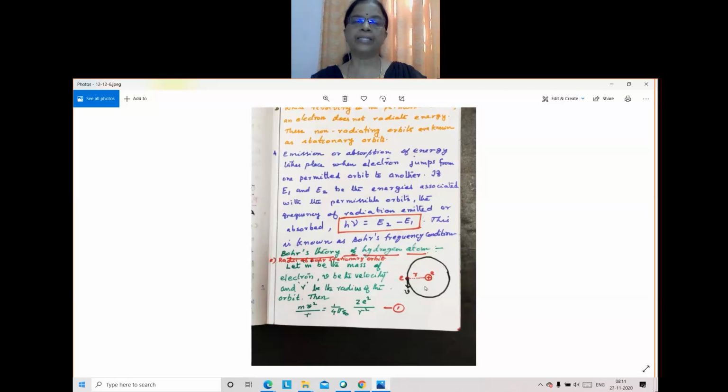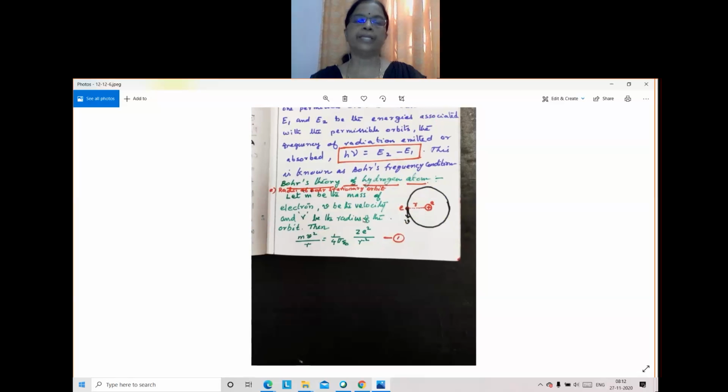So here you can see the positively charged nucleus, and the electrons are revolving around it. He explained the hydrogen atom. Hydrogen atom has one proton and one electron, so that is drawn here. The electron is revolving in a radius at a distance r from the center. Velocity is shown here. So when the electron revolves, we have to derive the expression for the radius of the orbit.